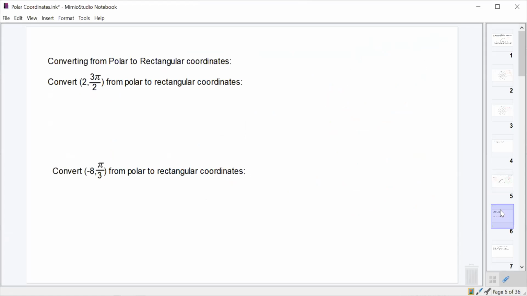Okay, so let's convert a couple of points from polar into rectangular coordinates. So we've got the point 2, 3 pi over 2. How are we going to convert that into rectangular? What's the first formula we're going to use?